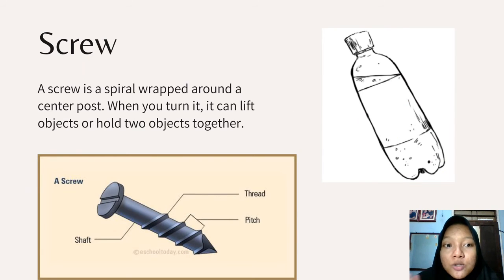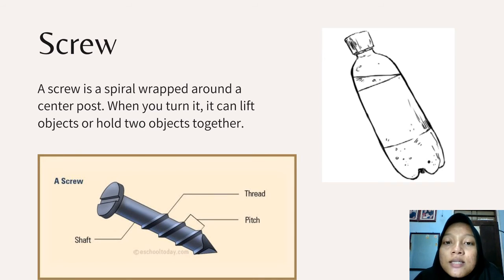And the fourth is screw. A screw is a spiral wrapped around a center post. When you turn it, it can lift objects or hold two objects together. And in the below picture, this is the structure of the screw. There is a pitch, thread, and shaft.